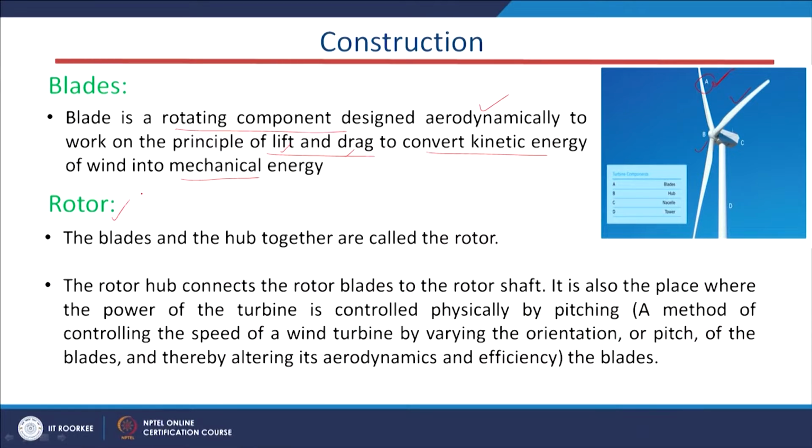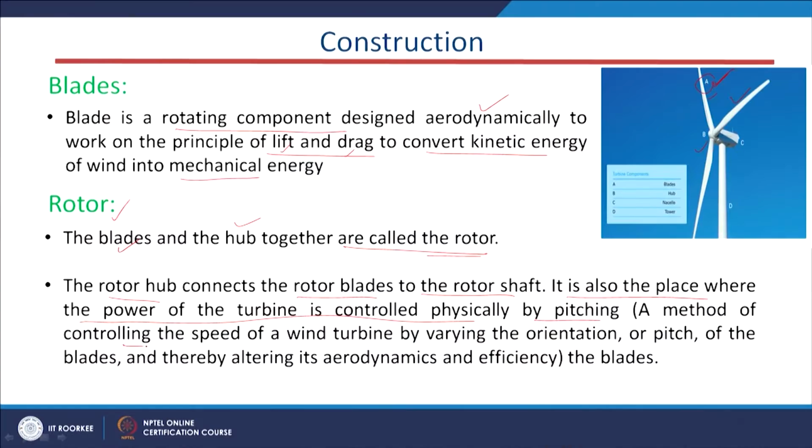Coming to the rotor part, B is a hub. This hub and the blades together are known as the rotor of the wind system. This particular rotor hub is connected to the rotor blades and to the rotor shaft, and it is also where the power of the turbine is controlled physically by pitching it.